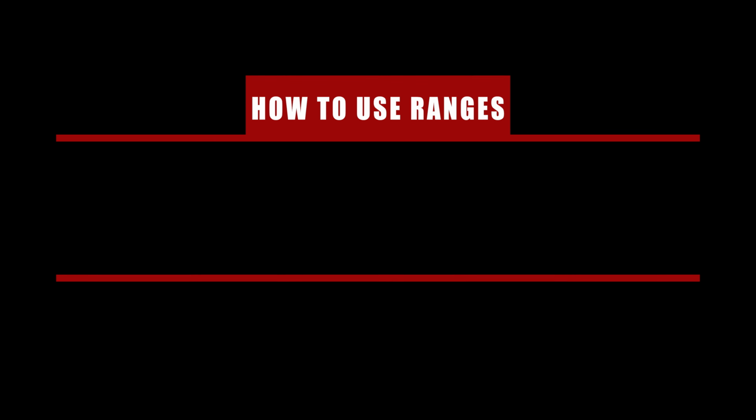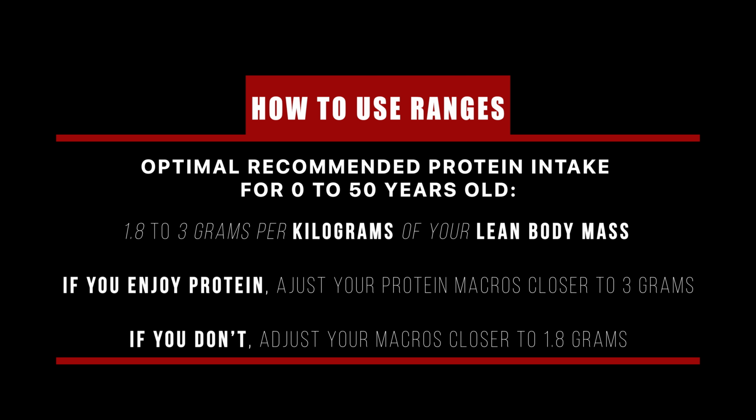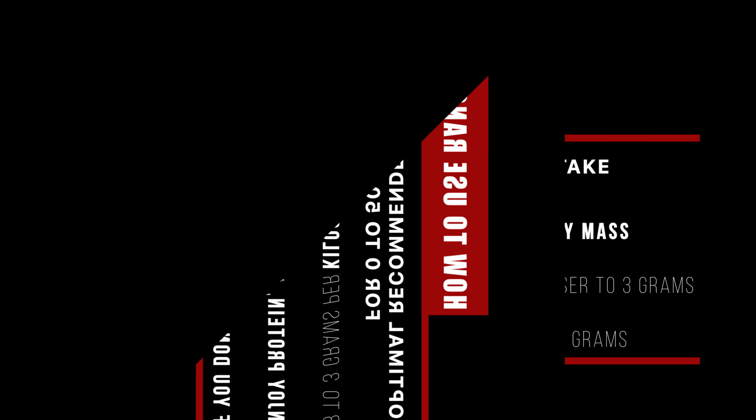The optimal recommendation for protein is 1.8 to 3 grams per kilogram of lean body mass. For somebody who enjoys eating a lot of high protein food items, they should put their macro breakdown closer to 3. And if you're somebody who doesn't really enjoy eating a lot of high protein food items, then you should be closer to 1.8. This makes more sense than giving the online calculators the power to put your macro needs on a specific number.